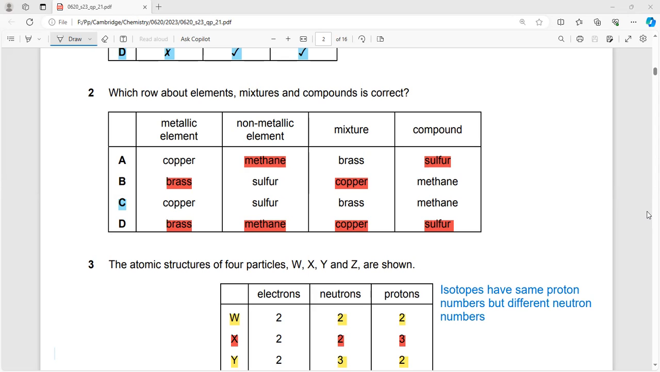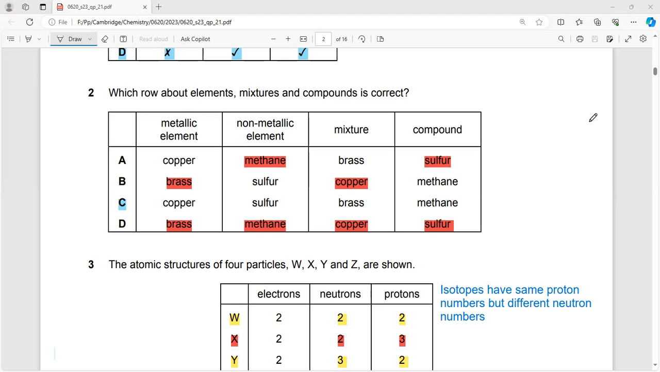So here we have a metallic element in the first column. So you can see that copper is our metallic element. What about brass? Brass is a mixture of two different metals, zinc and copper. So that's why A and C are our correct options here.